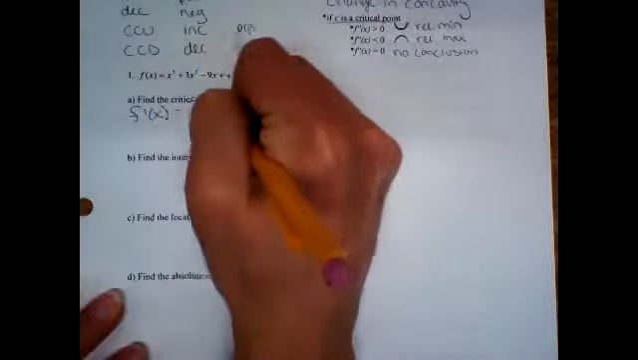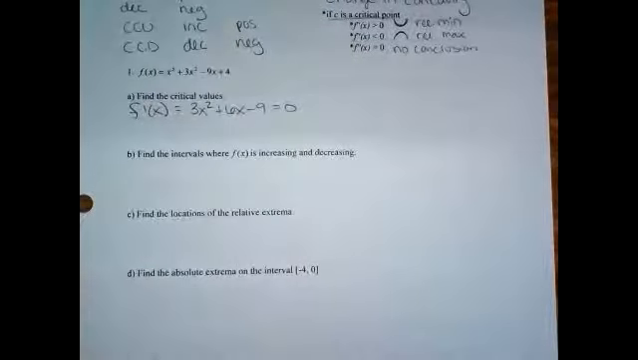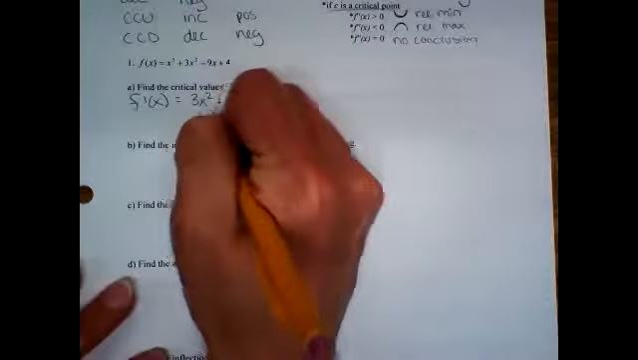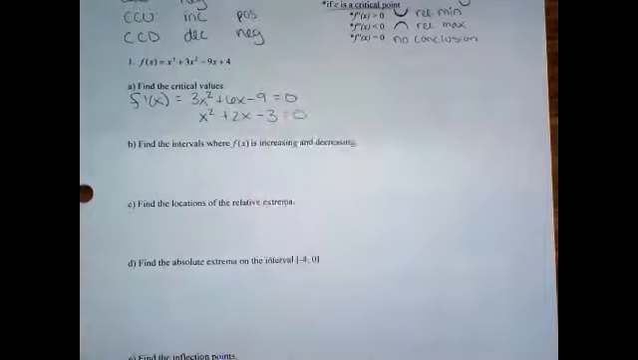All right, so derivative is 3x squared plus 6x minus 9. We're going to set that equal to 0. Everything will divide by 3. So that'll be x squared plus 2x minus 3 equals 0. You can get away with that because 0 divided by 3 is still 0.